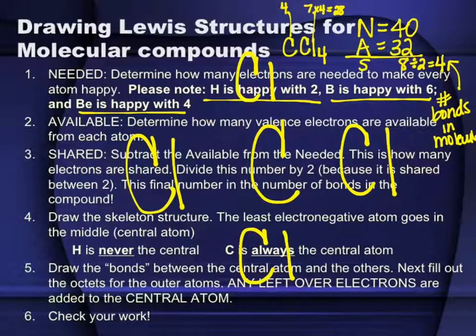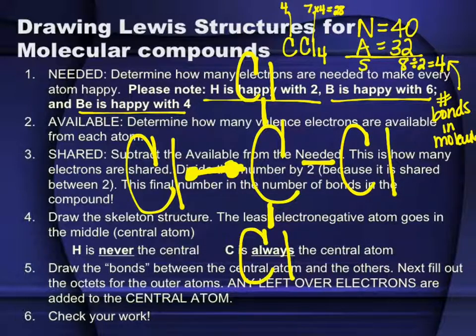Now we need to make our bonds. How many bonds do we have? 4. We're going to draw a line, and that represents a bond. That is 2 electrons, an electron from chlorine and an electron from carbon, and both of those are being shared. So we need to make 4 bonds. Now that we have our 4 bonds there, we need to finish out the octets around these outer atoms.